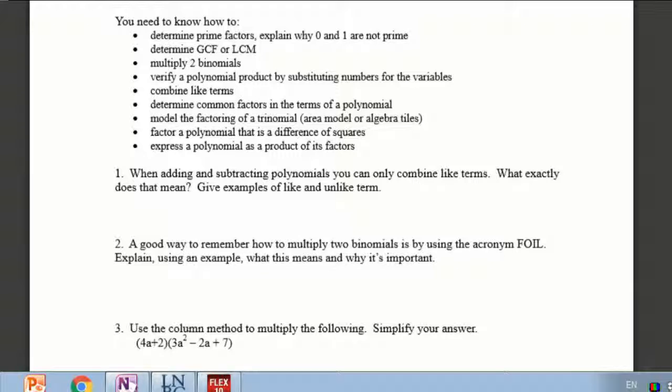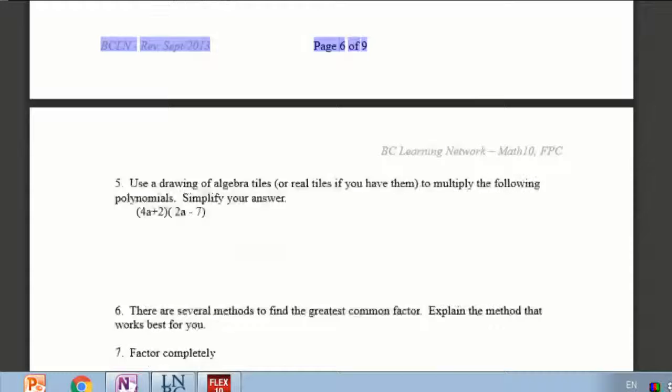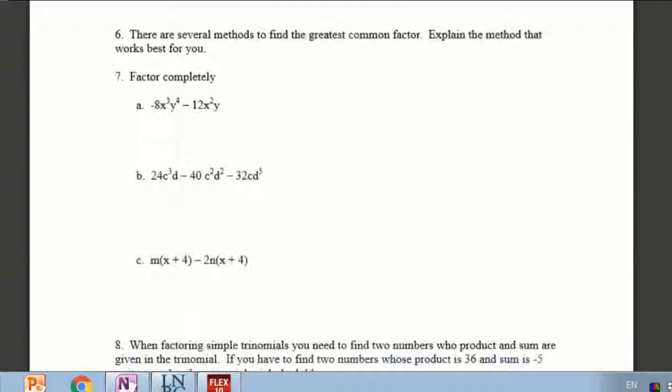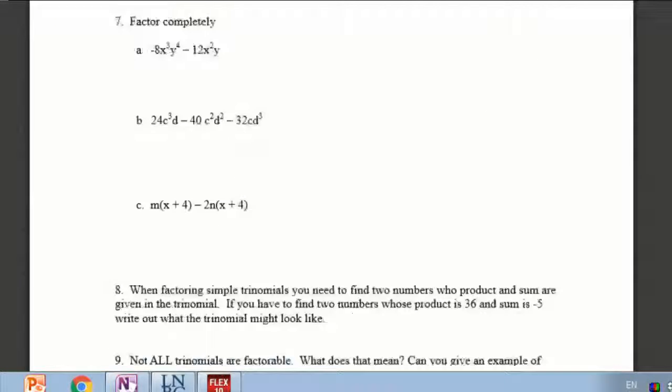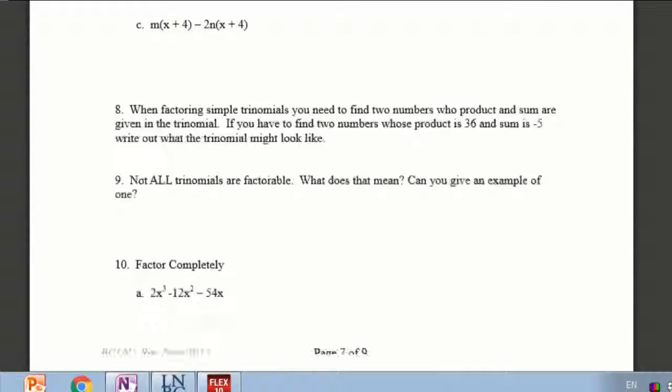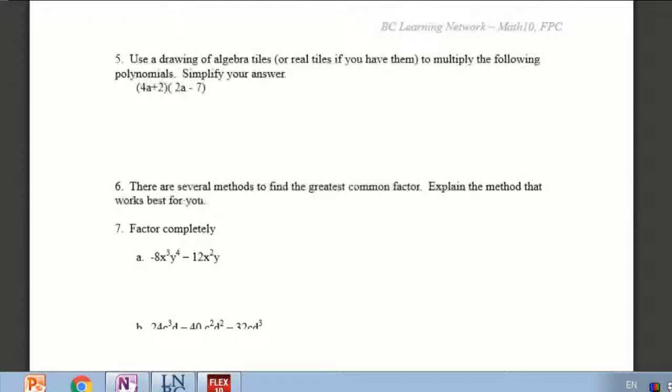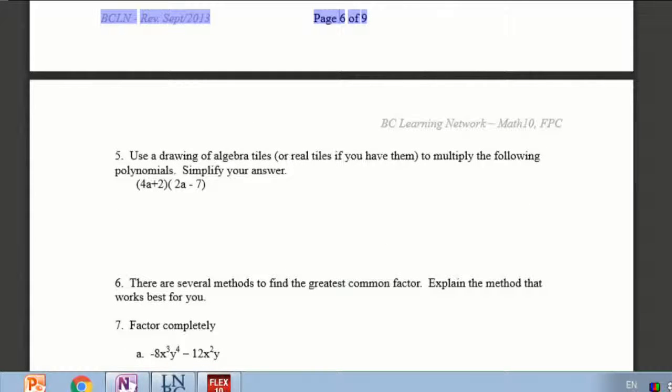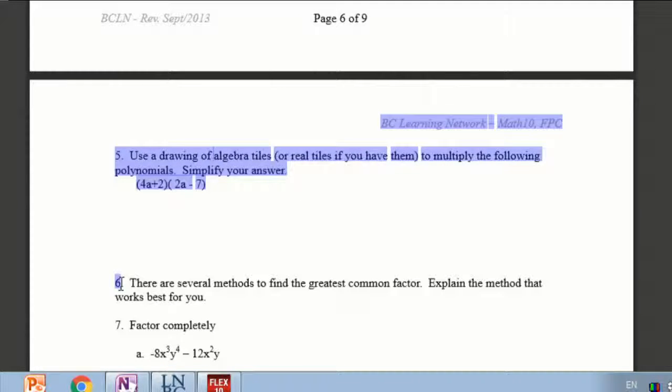Greatest common factor, lowest common multiple stuff we haven't seen yet. Some of the stuff we have, some we have not. So by the end of today's class, we should be up to here, basically page 6. Everything on page 7 down below here, we can do this question, but we probably won't get to number 6 here.